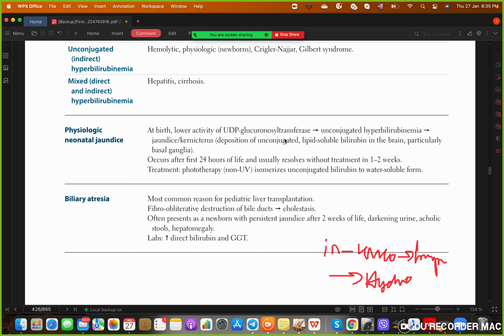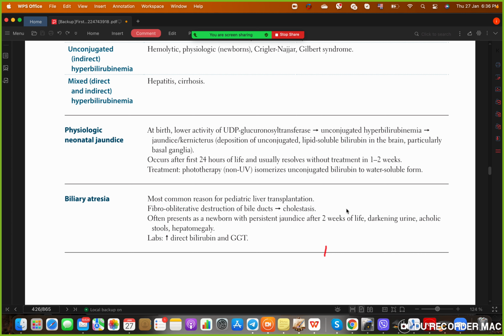So there will be deposition of unconjugated lipid-soluble bilirubin in the brain, particularly in the basal ganglia. That's why we have the kernicterus, which is what is kernicterus? Basically, they are going to develop actual motor disorders because of the deposition of the bilirubin inside of the basal ganglia. It occurs in the first 24 hours of life and usually resolves without treatment in 1 to 2 weeks. The treatment, if you want to do it, is phototherapy and a non-UV.